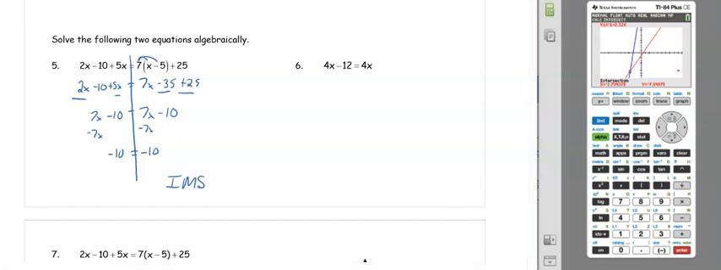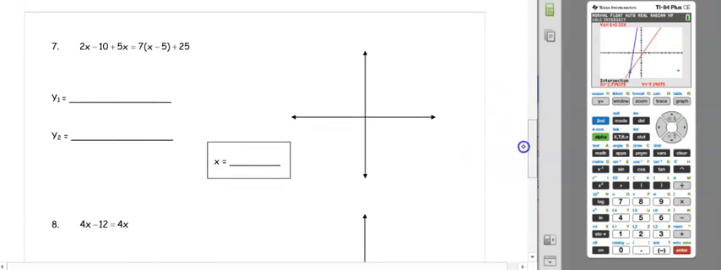In number 6, we see 4x's on both sides, so we can subtract 4x. -12 equals 0. That is not true, so this is a no solution. So let's see what the graphs look like for these.